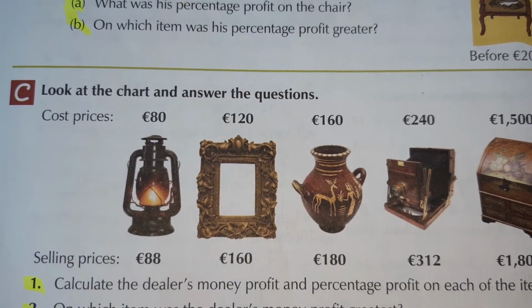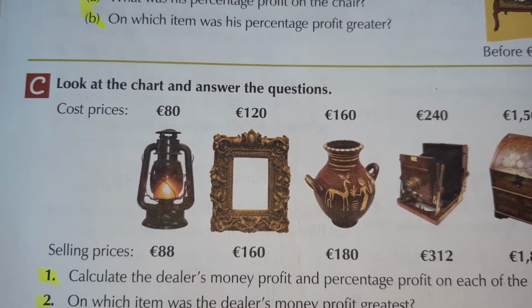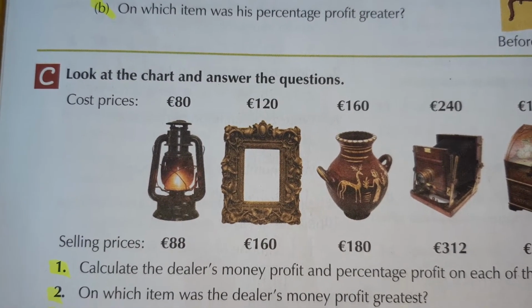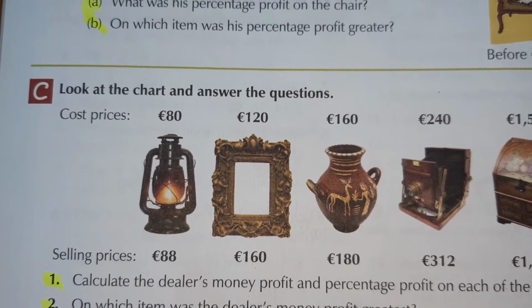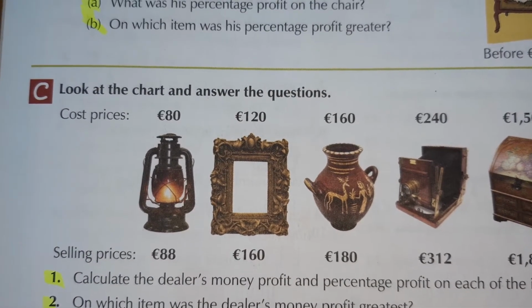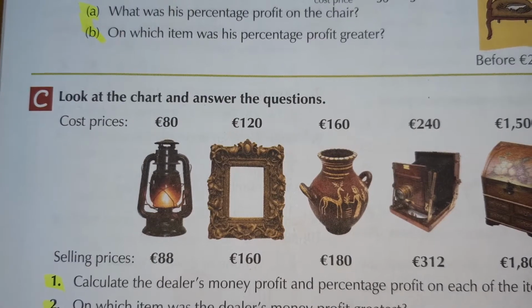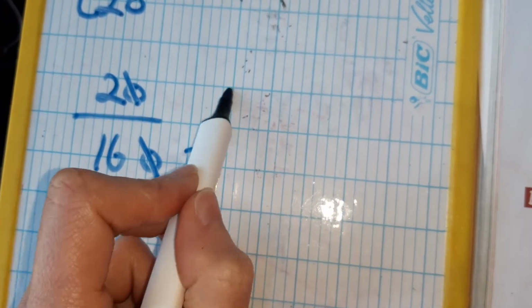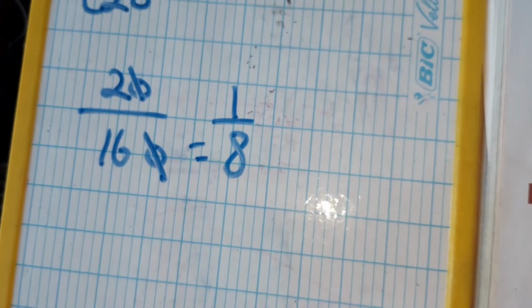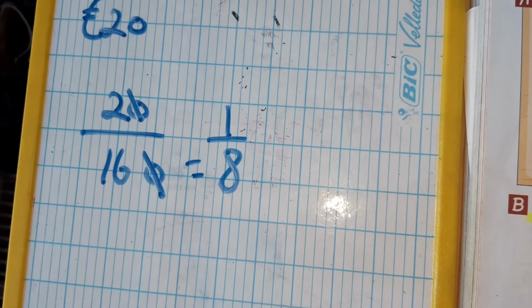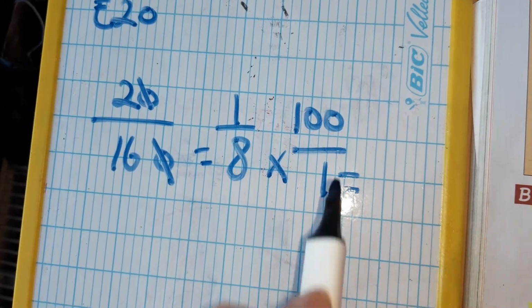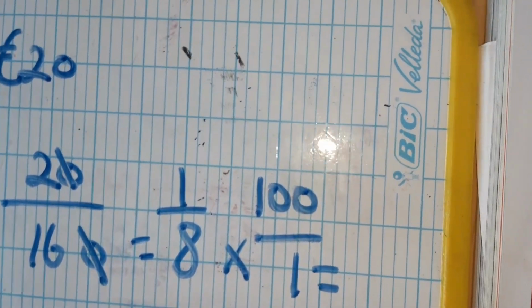So we'll do the third one. Looking at that vase, he paid 160 for it and he sold it for 180. So his money profit was €20. Okay, and his percentage profit was €20 out of 160. So 20 out of 160, so that's 2 out of 16, which is the same as 1/8. So when you're left with 1/8, how do you turn that into a percentage now? You times that by 100 over 1. Okay, so you can get a calculator if you have one.